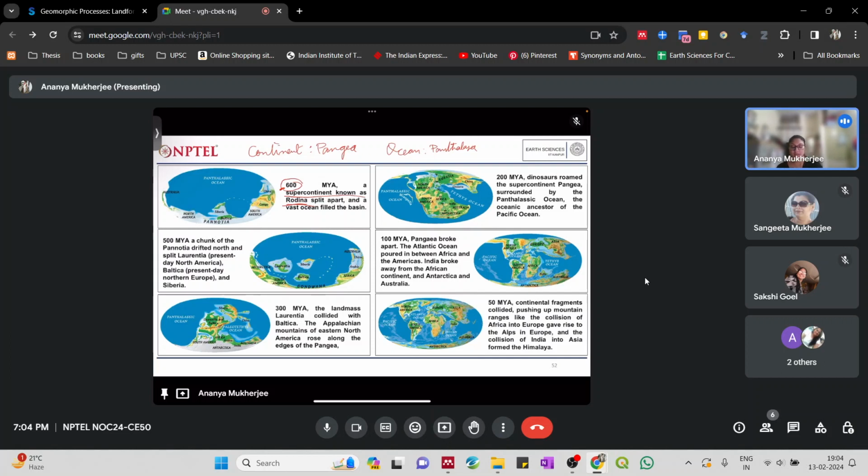So 100 million years from the first split of Rodinia, you can see that two different kinds of supercontinents formed. Then you have Pannotia and Laurentia was splitting. Okay, so you can see over here that South America was actually a part of Antarctica over here.